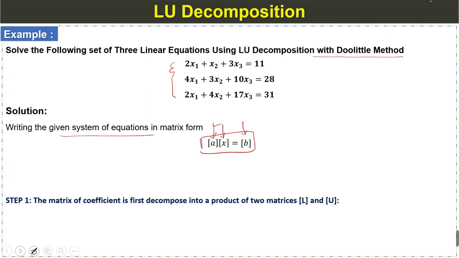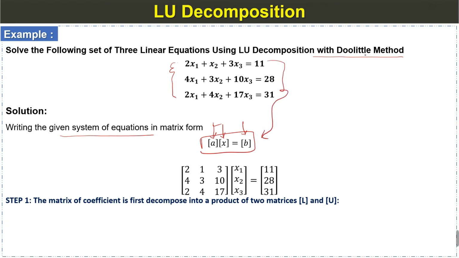So we write these equations in matrix form, and here we have the matrix form of the three-equation system. This one is the coefficient matrix A, this is the matrix X, and this is the matrix B. First step: the matrix of coefficients is decomposed into the product of two matrices L and U. It means we decompose the coefficient matrix into a lower triangular matrix and an upper triangular matrix, as we have discussed the procedure of LU decomposition previously.